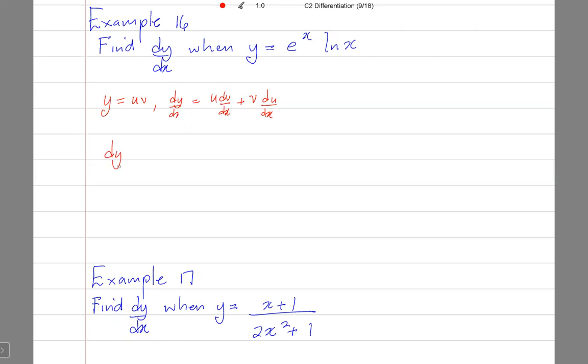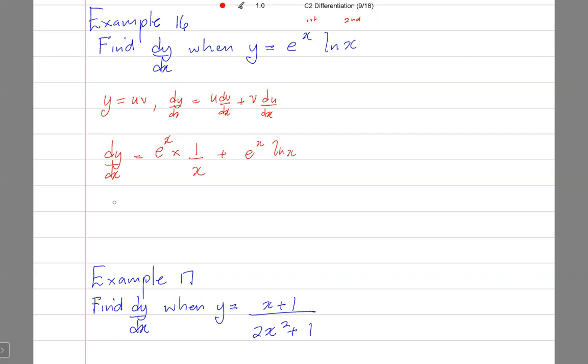So dy by dx would be equal to, leave the first, which is e to the x, times the differential of the second. This is the first and this is the second. So I leave the first, then differentiate the second, 1 over x, plus differentiate the first. The first is e to the x. When you differentiate e to the x, you get e to the x. Leave the second, which is ln x.